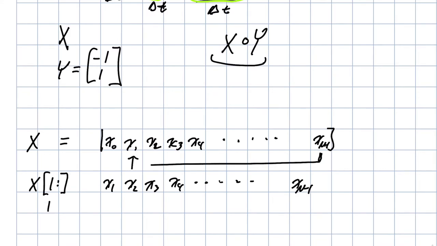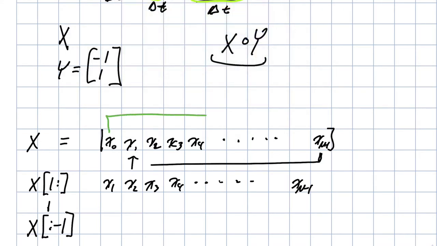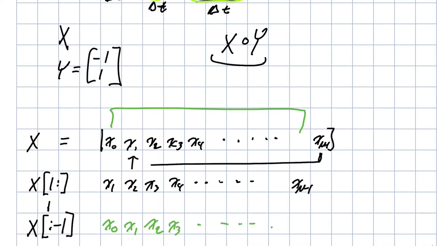And if you recall, what we did was we subtracted from that a vector that looked like this, colon minus 1. That colon, without anything ahead of it, implicitly has a 0 there. So we are getting all of the elements from here down to the end, except for the very last element. So that gives us a vector x0, x1, x2, x3, and on down the line until we get to xn minus 2.